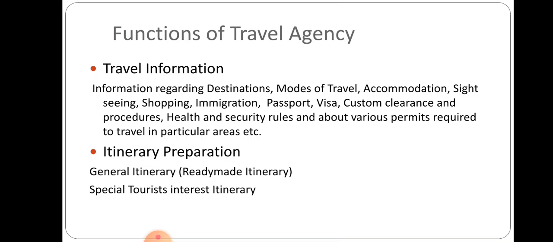Second function of a travel agency is itinerary preparation. This is another important function of a travel agency business. Itineraries are prepared by the travel agent to identify the origin, destination and various stopping points of the tour. Basically, there are two types of itineraries prepared by a travel agent. One is the general itinerary, that is a ready-made itinerary, and another is the special tourist interest itinerary, which is prepared according to the tourist's preference.